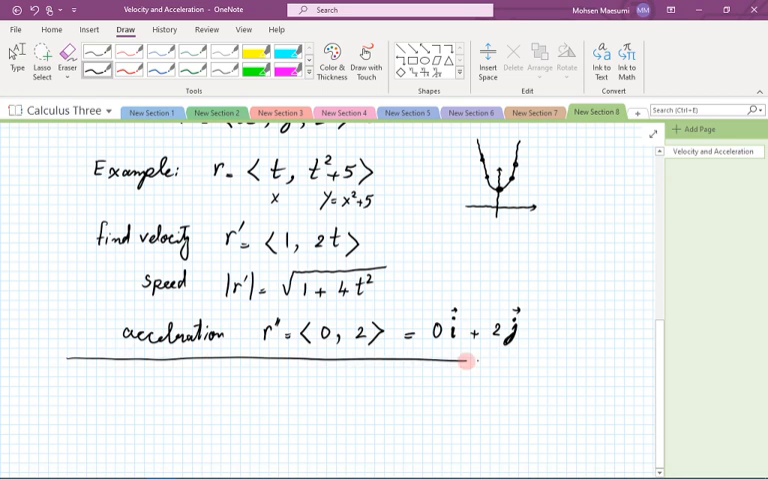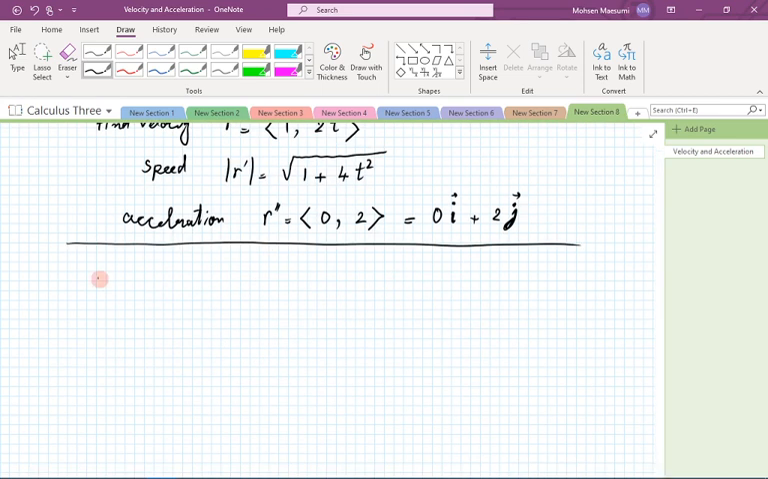Sometimes you go in reverse. Let's practice that. Suppose we know that the acceleration is given to us as, say, 2i plus 6t j plus 10k. Acceleration is given. So what we want to find is, what is the velocity and what is the position? That's what we want to find. So we have to do what we did here in reverse.